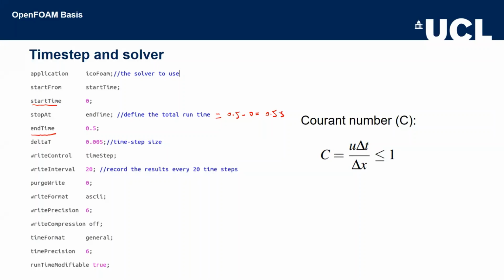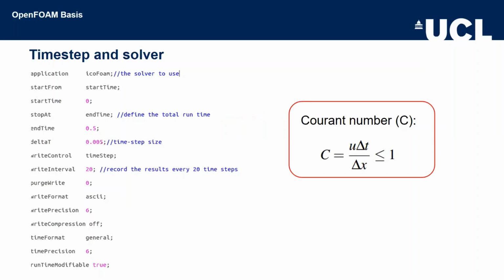In the code, the size of the time step is 0.005. And you may have a question: how can we choose a proper time step size? There's a rule marked in the red box. The Courant number C should be smaller or equal to 1 in order to achieve better accuracy and stability of the simulation. Therefore, the delta t, the time step size, should be smaller or equal to delta x divided by the velocity u.